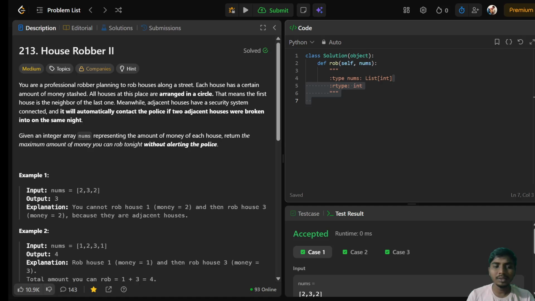And also, since the houses are in a circular fashion, if he starts from the first house, he cannot rob the last house. The last house and first house are adjacent. So if he wants to rob the last house, he can start from the second house, leaving the first house.